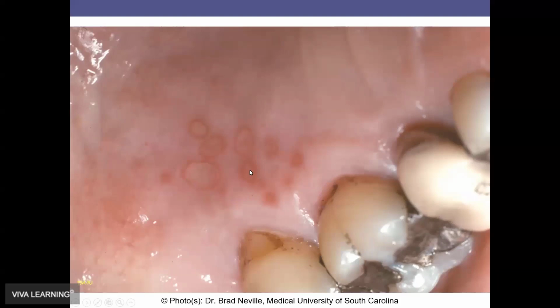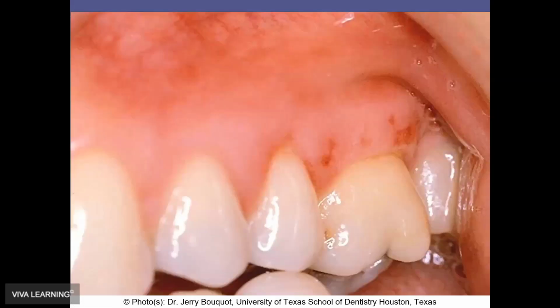So here's a cluster of ulcers, hard palate. So we know it's not aphthous ulcers, it's herpetic ulcers or trauma. So the differential diagnosis here is a traumatic ulcer or a herpetic ulcer.